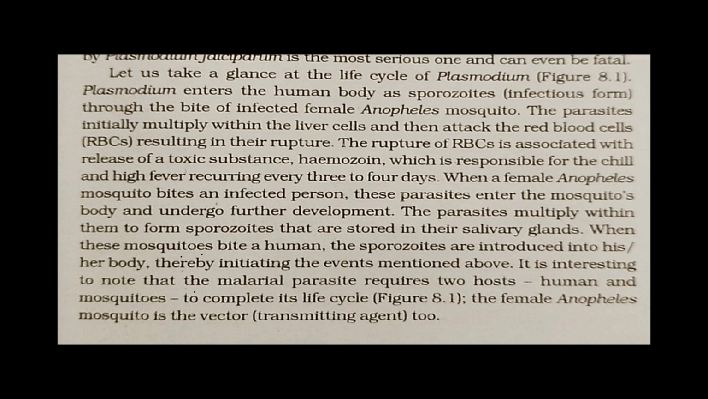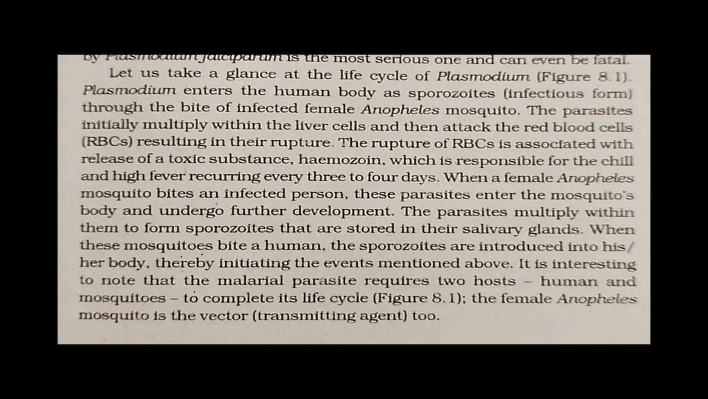Refer figure 8.1. Plasmodium enters the human body as sporozoites, the infectious form, through the bite of an infected female Anopheles mosquito. The parasites initially multiply within the liver cells and then attack the red blood cells, RBCs, resulting in their rupture. The rupture of RBCs is associated with the release of a toxic substance, hemozoin, which is responsible for the chill and high fever recurring every 3 to 4 days.